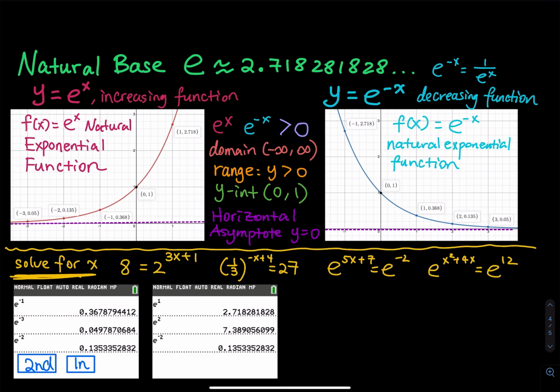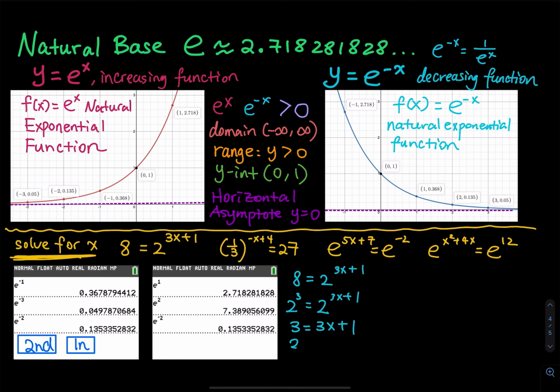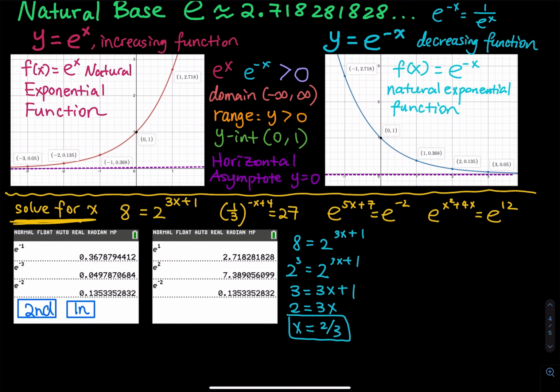Very simple. So we have 8 equals 2 to the 3x plus 1. First of all, you have to write 8 as base 2, which is 2 to the third power. This is 2 to the 3x plus 1. Now they have the same base, so we set the exponents equal. 3 equals 3x plus 1, and then you just solve for x. 3 minus 1 is equal to 2. 2 is equal to 3x, so x is equal to 2/3. That is the first equation. Yes, it is pretty simple.